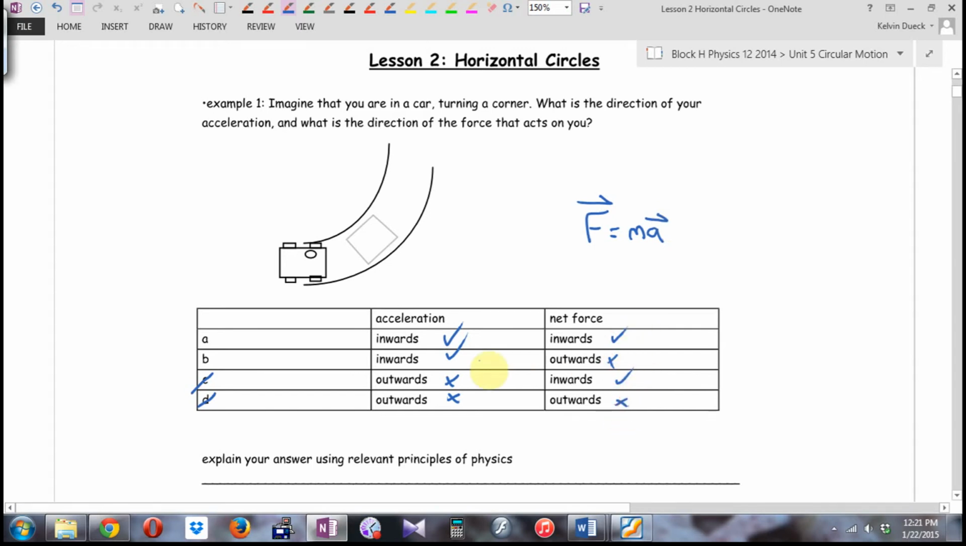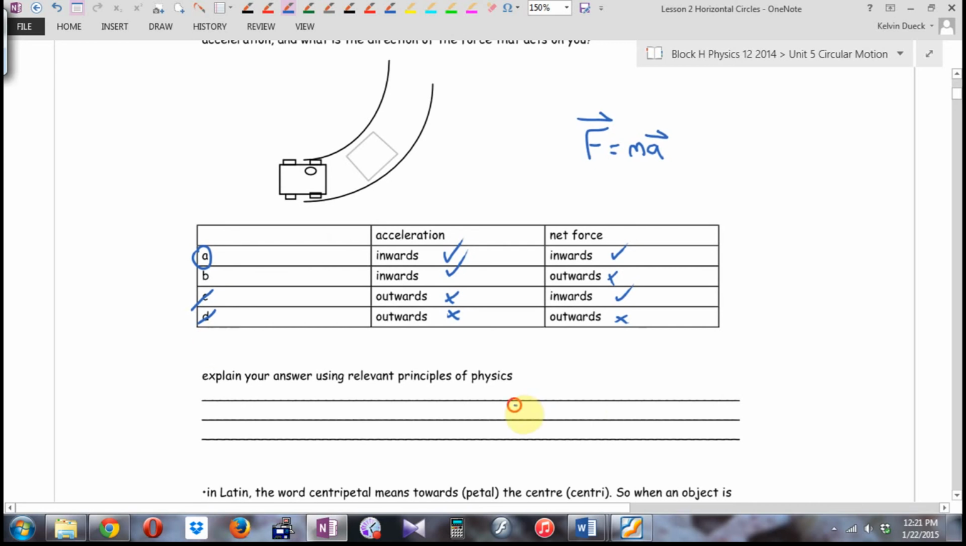What's the correct answer, Jeff? It says explain your answer using relevant principles of physics. We just did. Okay. Force gets its direction from the acceleration vector.